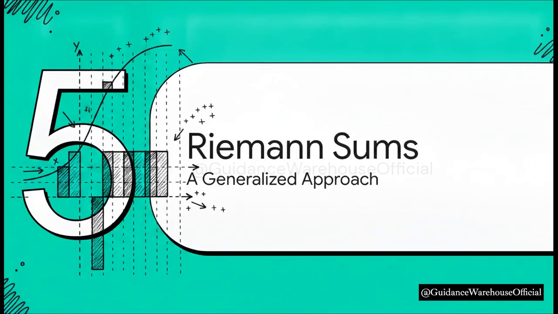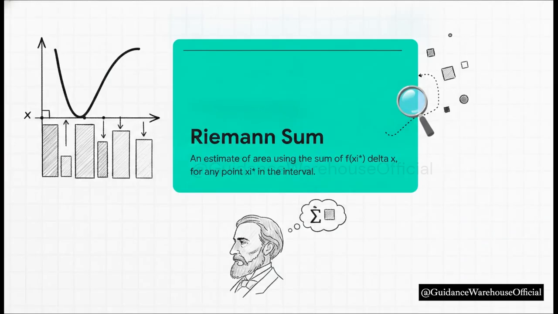Section 5. Riemann sums explained. Now that we've seen how shrinking our rectangles perfectly zeroes in on the true area, we can formalize this whole process. Enter the Riemann sum. This is a generalized estimate of area using the sum of the function evaluated at xi star times our width delta x. And the real beauty here, that xi star represents literally any point within the subinterval's width.